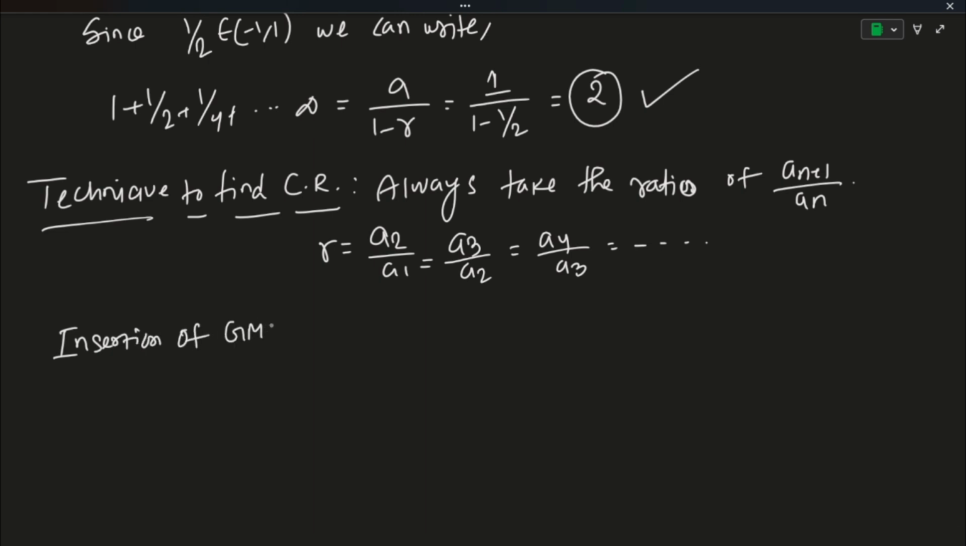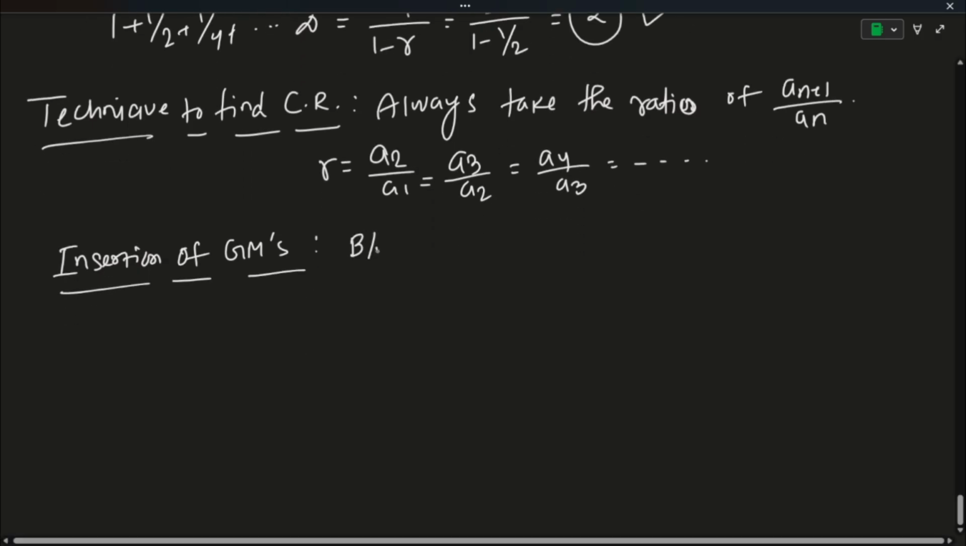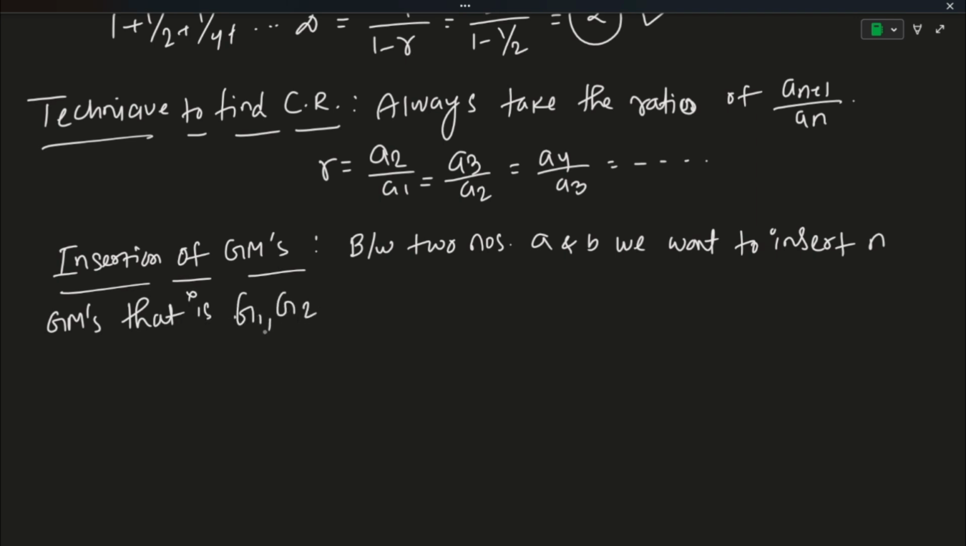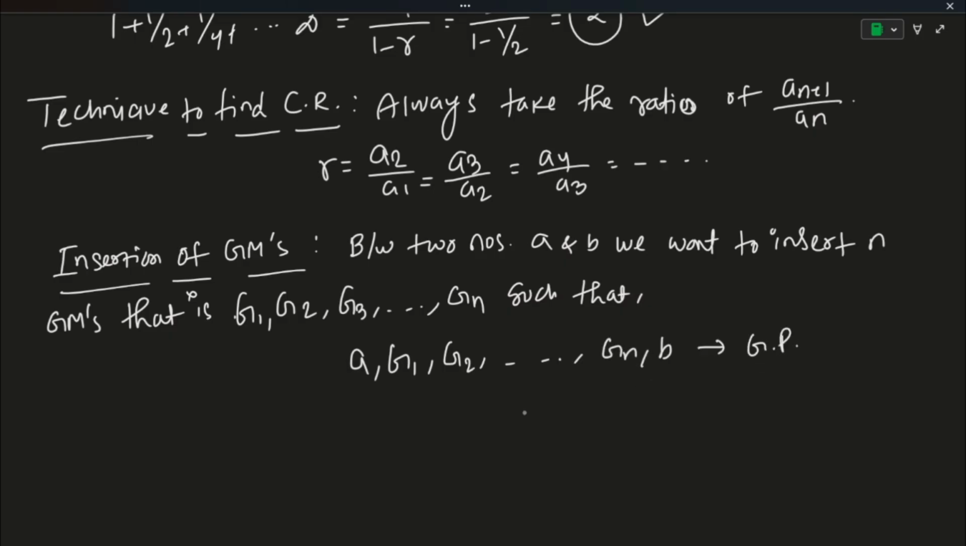Okay, finally, insertion of GMs. Just like in AM, we did this. So between two numbers A and B we want to insert n GMs, that is G1, G2, G3 and all the way up to Gn, such that A, G1, G2 and all the way up to Gn, B is a geometric progression again.